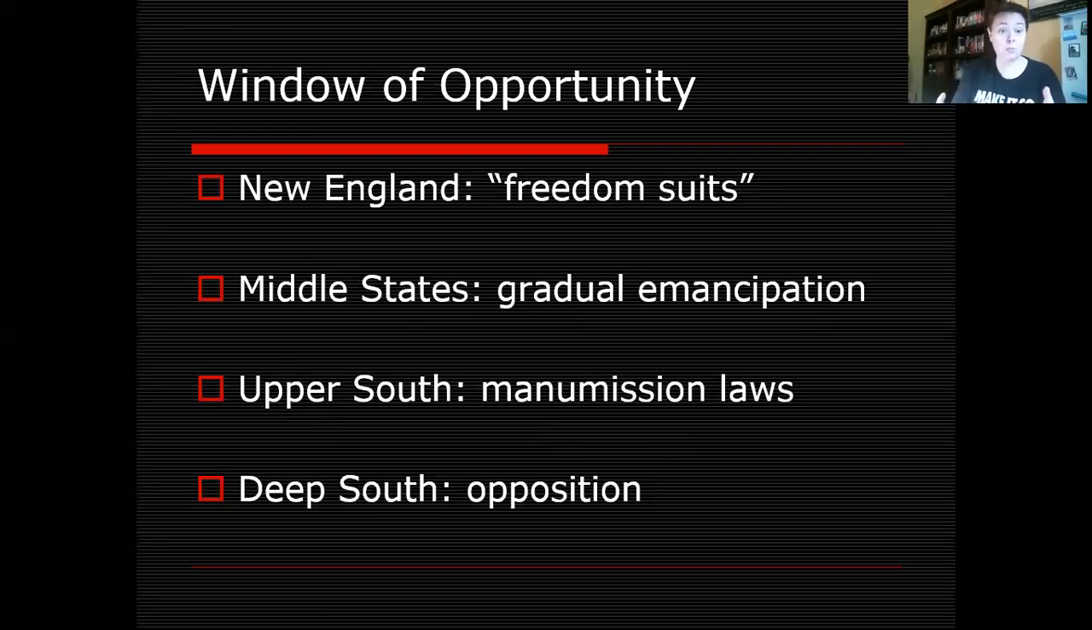There's a window of opportunity in the 1770s and 80s in which efforts to abolish slavery do have some support and some success. But as you can see here in the slide, and as we'll see in the next few minutes, different parts of the country are going to handle this issue in different ways.